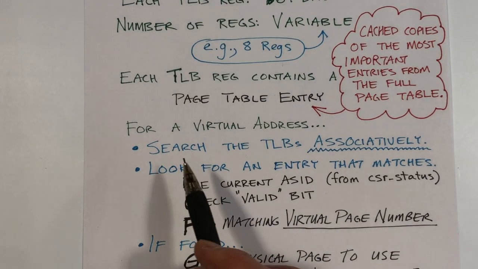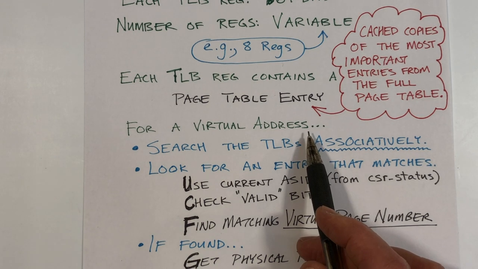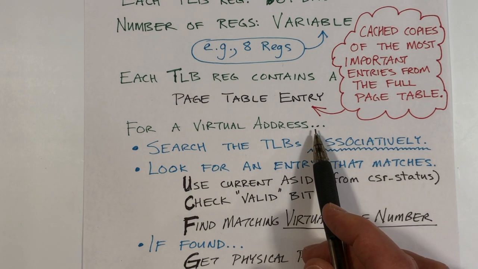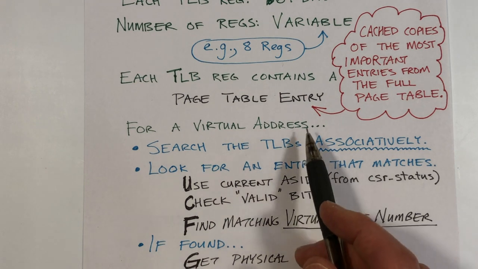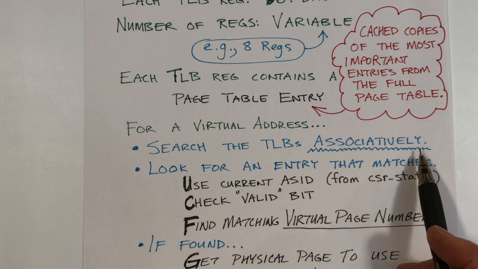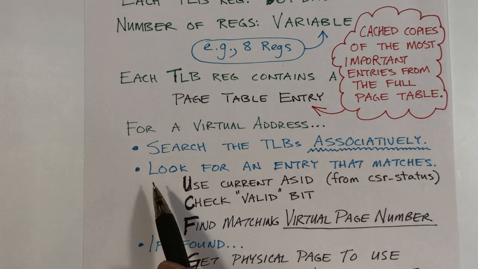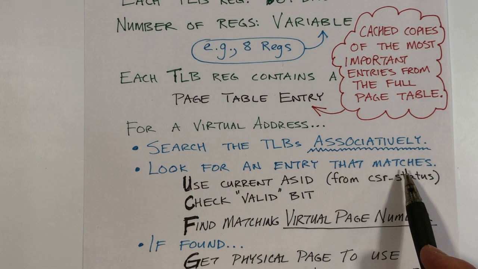Whenever the processor encounters a virtual address, which is at least once per instruction, because of course every instruction has to be fetched, and for loads and stores there's also an access to the virtual address space, the processor will search all the TLB registers looking for a match. The TLB registers are associative, so essentially all the registers can be searched in parallel by the hardware all at once and quickly. And the hardware will identify the entry that matches.